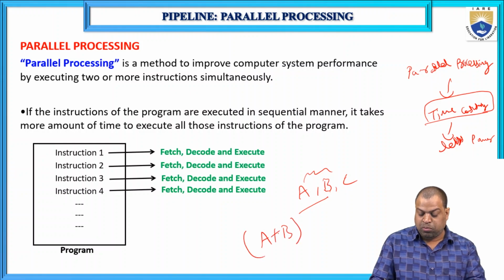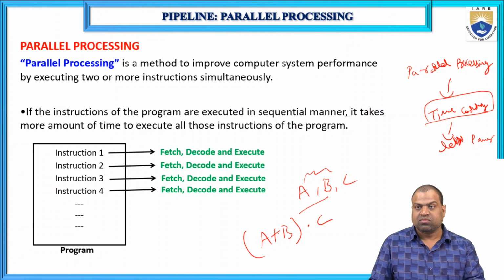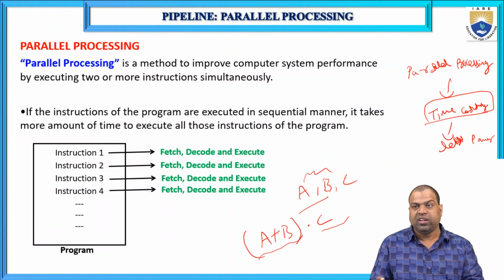Suppose I am going for A plus B into C. Here, after the performance of A plus B, only then can we go for C. So C is waiting for the A plus B operation. If anything goes wrong, it will be delayed. So when I go serially, the time will be delayed. So we are not saving time. In parallel, we are saving time and there is less burden on the CPU.